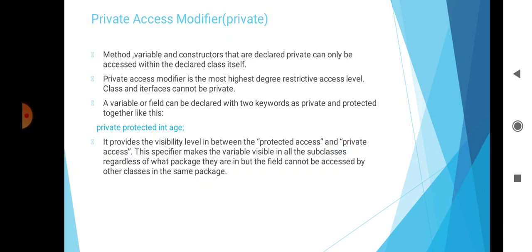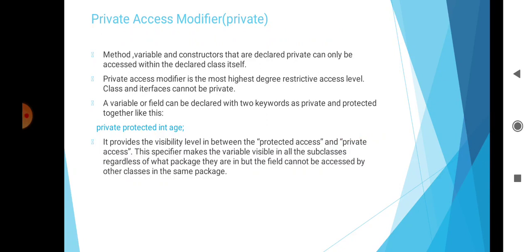Then the private access modifier. For declaring this access modifier, we can use the keyword private. Methods, variables and constructors that are declared private can only be accessed within the declared class itself. The private access modifier is the most restrictive access level. Class and interface cannot be private.